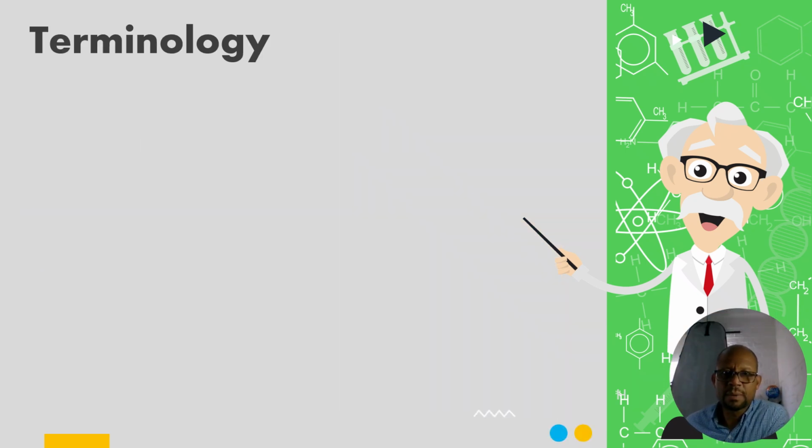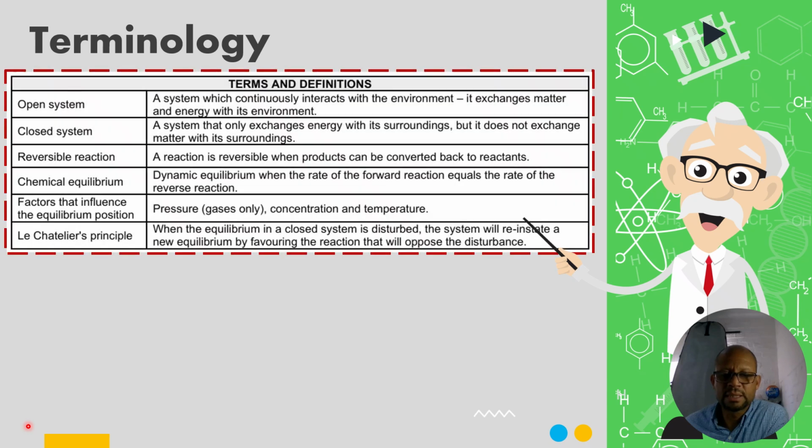Okay, let's look at some basic terminology. In this case, I'm going to list the terminology as it appears in the subject guidelines. Now, we need to know what an open system is, what a closed system is, and we need to be able to define what a reversible reaction is, what constitutes a chemical equilibrium, and be able to define that. And we need to be able to identify the different factors that influence a chemical equilibrium position. And we must be able to define Le Chatelier's principle.